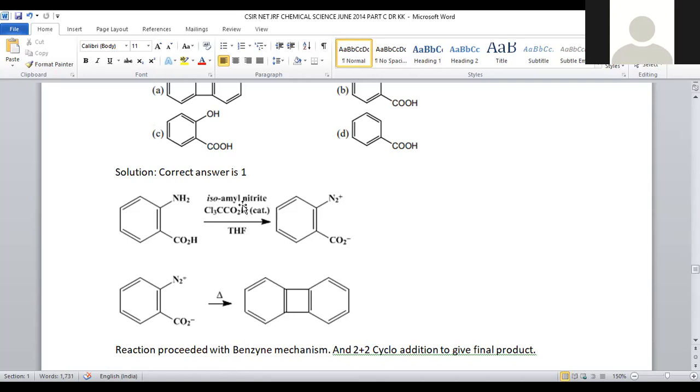This ortho-aminobenzoic acid is treated with isoamyl nitrite. Isoamyl nitrite is nothing but a 5-membered carbon system with a nitrite ONO group on the terminal center. And trichloroacetic acid is a catalyst. The catalyst is nothing but a strong organic acid, right? THF is the solvent medium. Tetrahydrofuran is employed as the solvent medium.